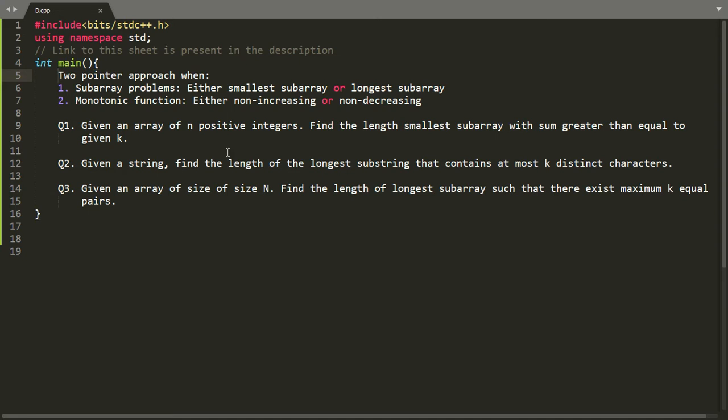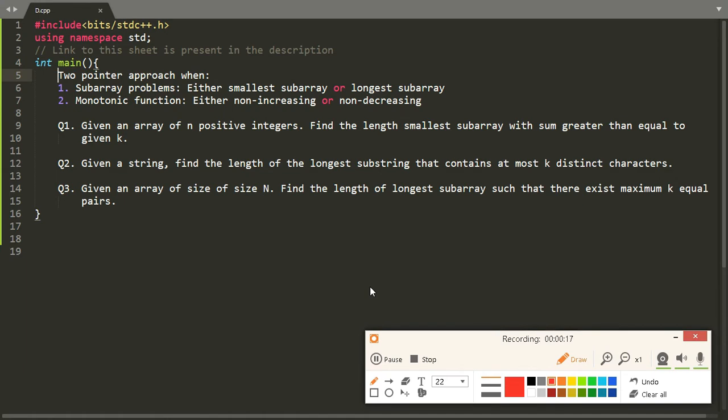In this video specifically we will talk about the generalized criteria to find in which problems we can use the two pointers technique. So to find whether in a certain problem we can use the two pointers technique or not, we have to check these two conditions.